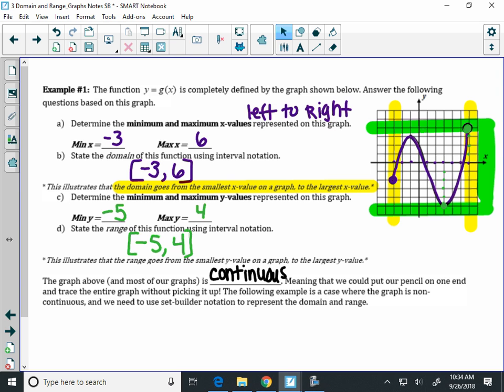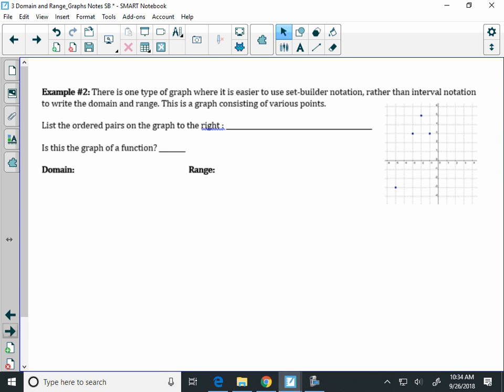All right, so let's go on to the next one. So example 2, I'm going to darken in these dots. You might want to do that on your paper as well. So this graph is the exception to the continuous graph. This one is not considered continuous because if I put my pencil on this dot, there is no way to get to the next dot without picking up my pencil.